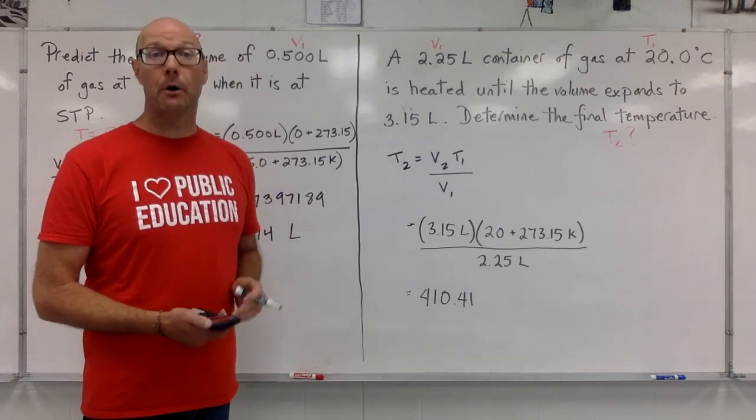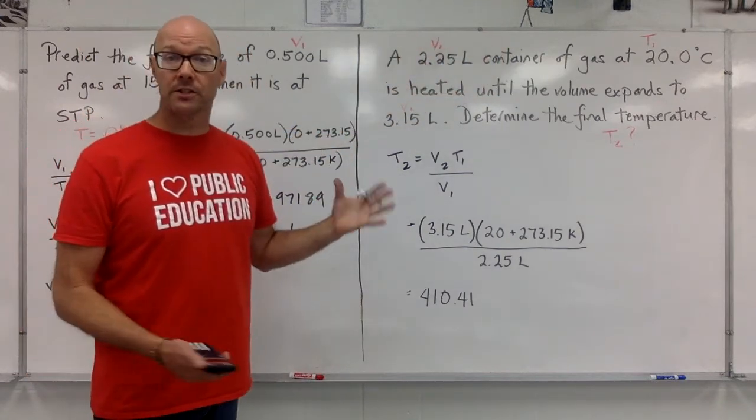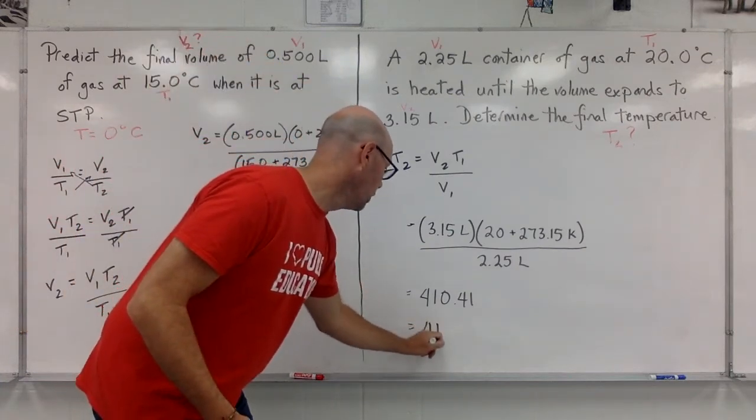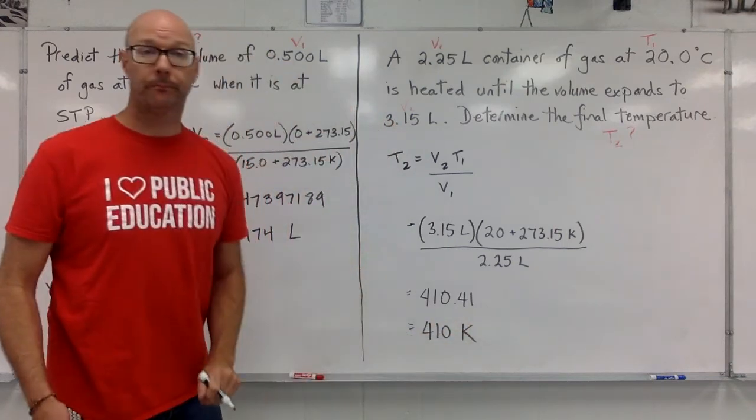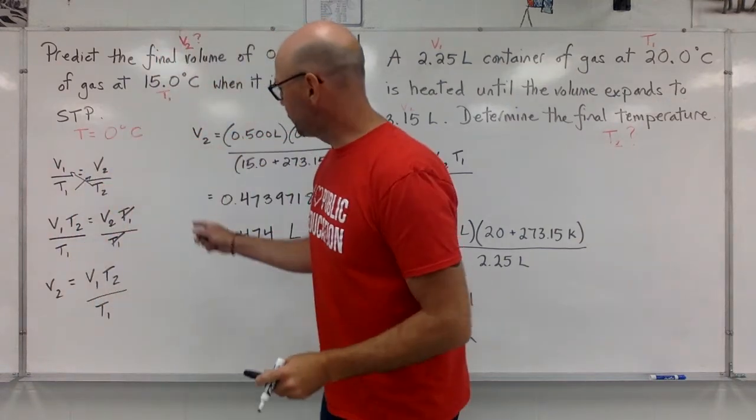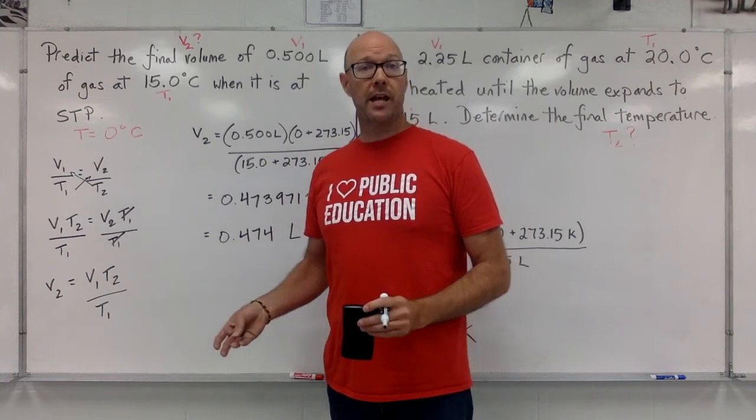But I do need to think about my significant digits. The 3 numbers in the question have 3 sig digs. Need to round my answer off. 410, we can leave it in Kelvin. When we're working with Charles' law, the manipulations for the formula are slightly more involved than Boyle's. You might want to show those steps.